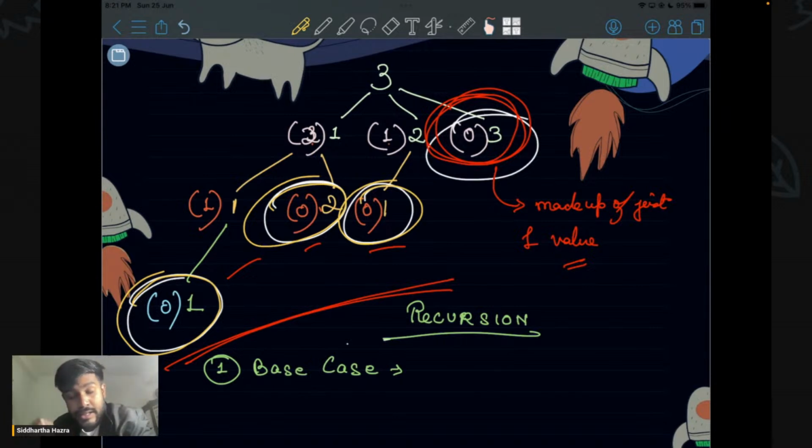So how will it happen, where are we stopping? When the value becomes 0. We are stopping at the leaf node when the value is becoming 0. This is what we are doing.